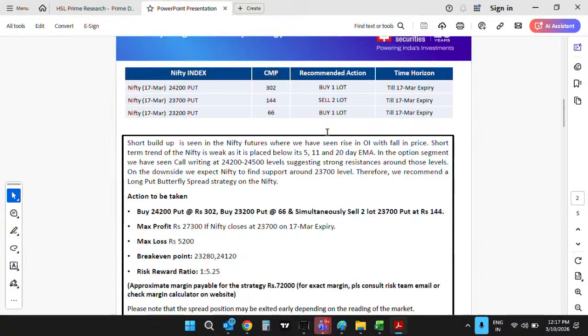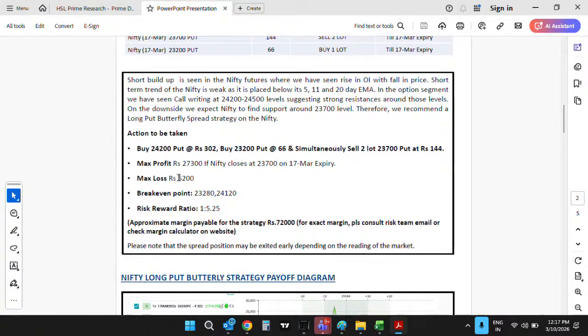The risk-reward is quite favorable. Here the maximum risk is 5,200 rupees per strategy, and the maximum profit is 27,300 if Nifty closes at 20,700 on the 17th March expiry. We are not advising to hold this strategy till expiry. If in the next few days you get 4,000-5,000 rupees, it's better to exit the strategy as volatility is very high. But as the primary trend remains weak, this morning we recommended this long put butterfly strategy.